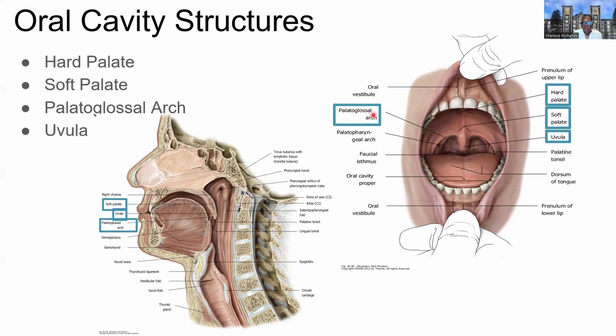We also have the palatoglossal arch. There are actually two arches here, palatoglossal and palatopharyngeal, which are both found separating the pharynx from the oral cavity. So this is another structure that helps to change the shape of the oral cavity, change the inlet to the pharynx, and is really important in deglutition.